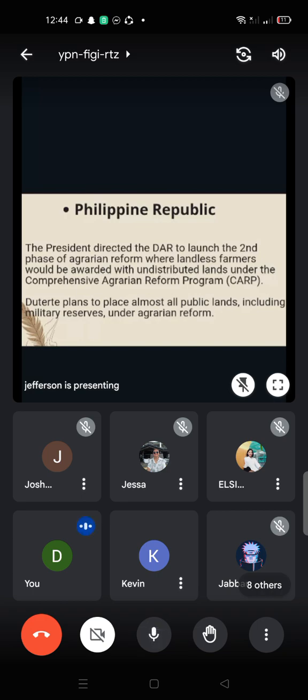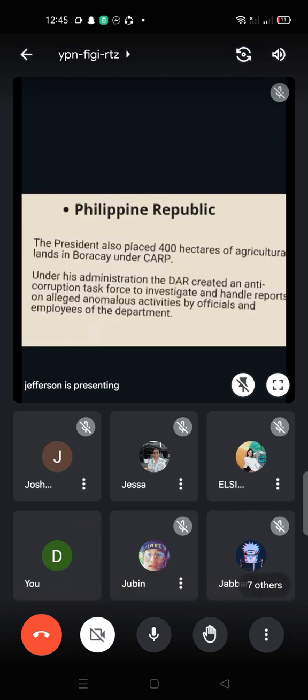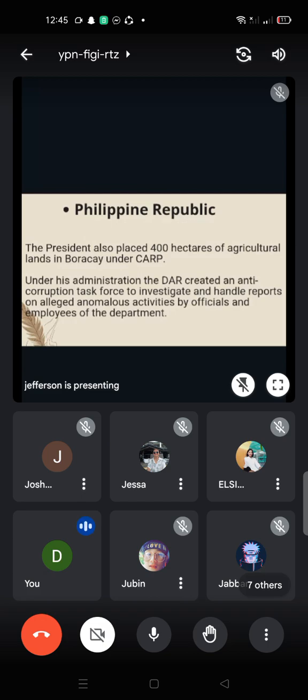The President directed the DAR to launch the second phase of agrarian reform, where landless farmers would be awarded undistributed lands under the Comprehensive Agrarian Reform Program or CARP. Duterte plans to place almost all public lands, including military reserves, under agrarian reform. The President also placed 400 hectares of agricultural lands in Boracay under the CARP.